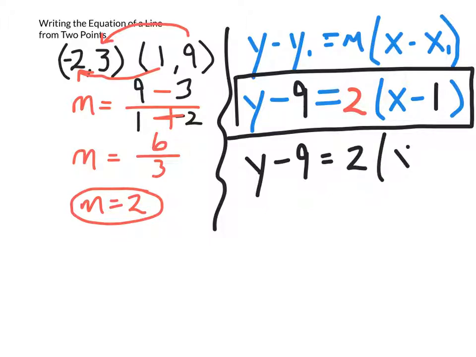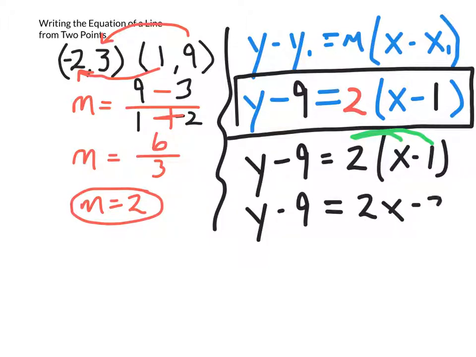All I'm doing here is recopying down the problem. The very first thing to do to be able to rewrite this from point-slope into slope-intercept is you need to distribute the 2. So on the inside here, I'm going to multiply the 2 to the x and the 2 to the 1. And I'm going to go ahead and rewrite this. I've got y minus 9 is now equal to 2x minus 2. I'm going to fix that x a little bit there.